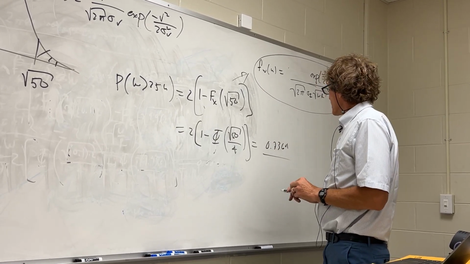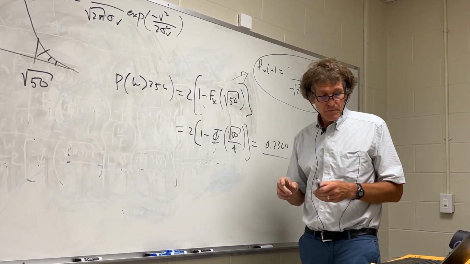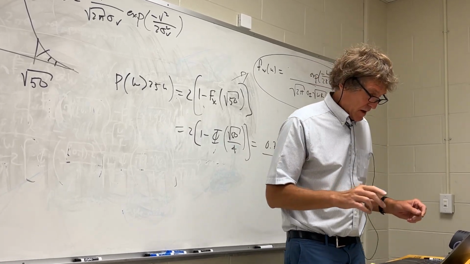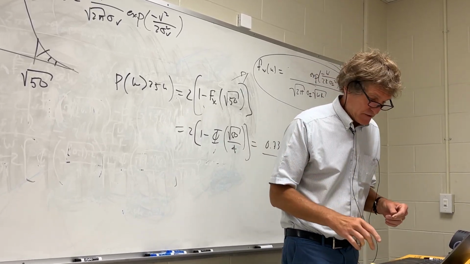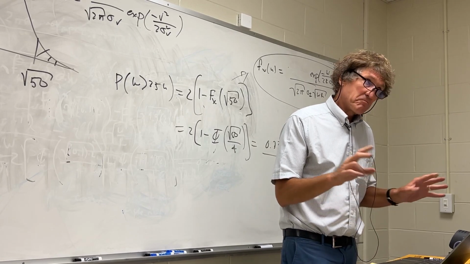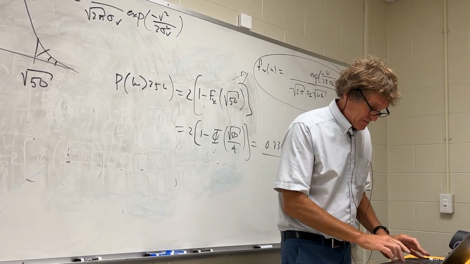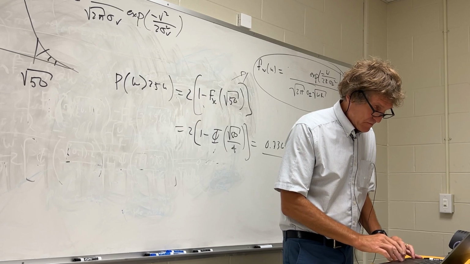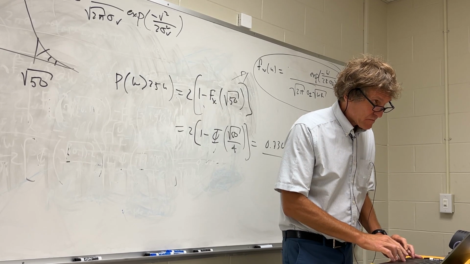0.7364? I don't know. That's what the answer is, but I'm also getting 0.077. Let's see if it's right, because I'm going to level with you. Books make mistakes. So for his answer for part C, it's 0.077.